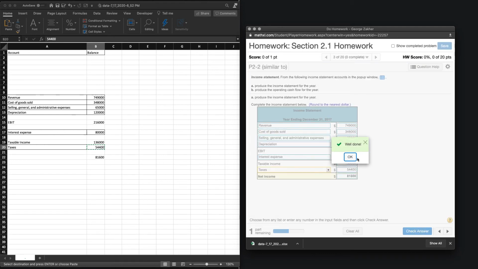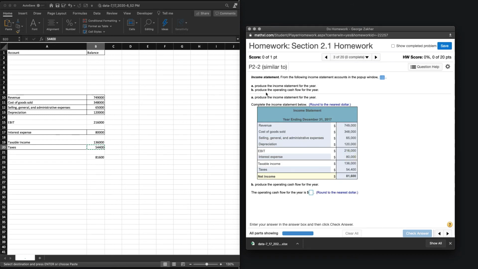Now we want to figure out our operating cash flow for the year. Now there's two equations we can take a look at. One equation is operating cash flow is equal to our earnings before interest and taxes plus our depreciation minus our taxes. So again, just to be clear, earnings plus depreciation minus taxes gives us our operating cash flow.